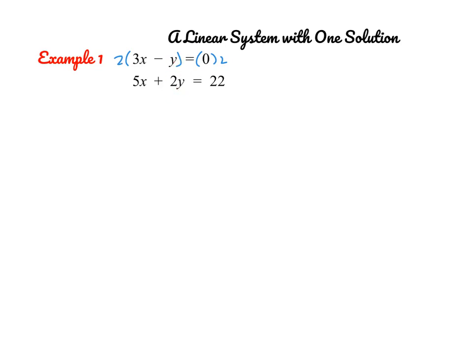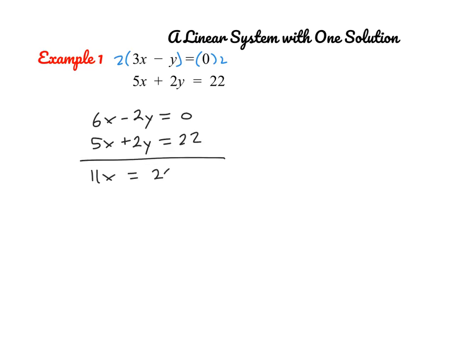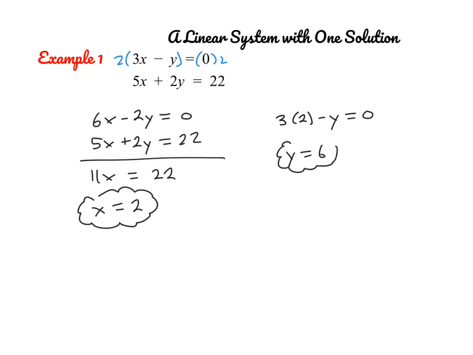and that will allow us to eliminate the y's. That gives us 6x minus 2y equals 0, 5x plus 2y equals 22, and now we can add vertically. 11x equals 22, x equals 2, and then we can back substitute into either equation to help us find y. So let's use that first equation. 3 times 2 minus y equals 0, so y equals 6.